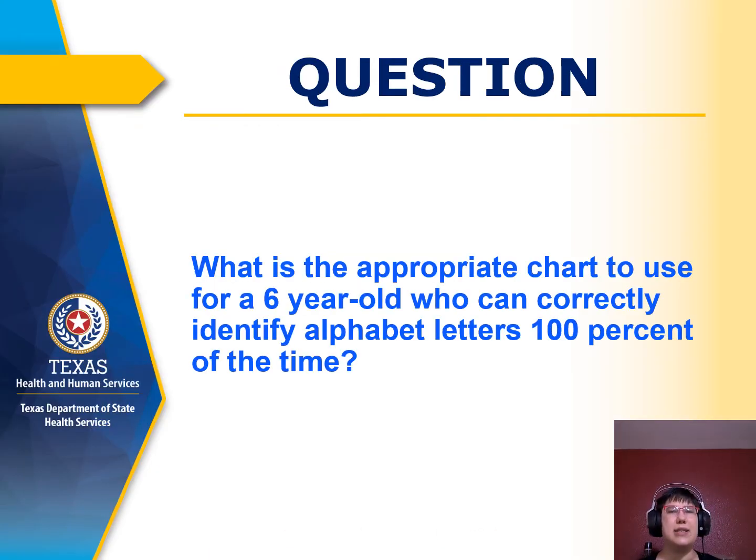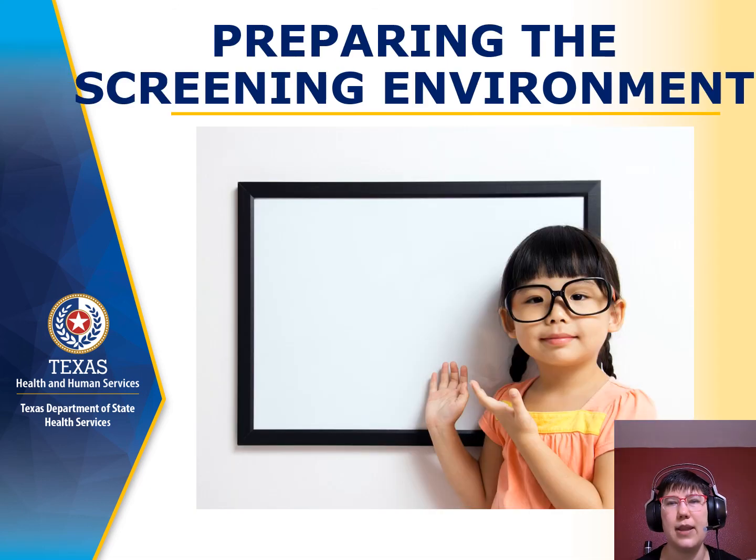So what is the appropriate chart to use with a 6-year-old who can correctly identify alphabet letters 100% of the time? Next, we're going to talk about preparing the screening environment. I think the next one's a video.